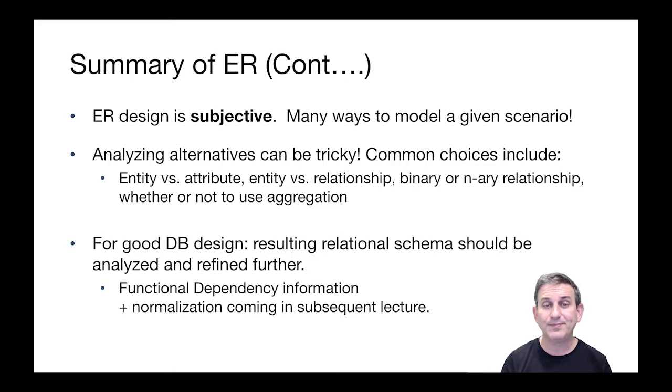capture them correctly. For good database design, as we said, the relational schema that's going to come out of this ER diagram needs to be analyzed and refined further. And so what we're going to learn about next is what's called functional dependencies and normalization. And that'll help us refine relational databases and get further semantic correctness out of our models.